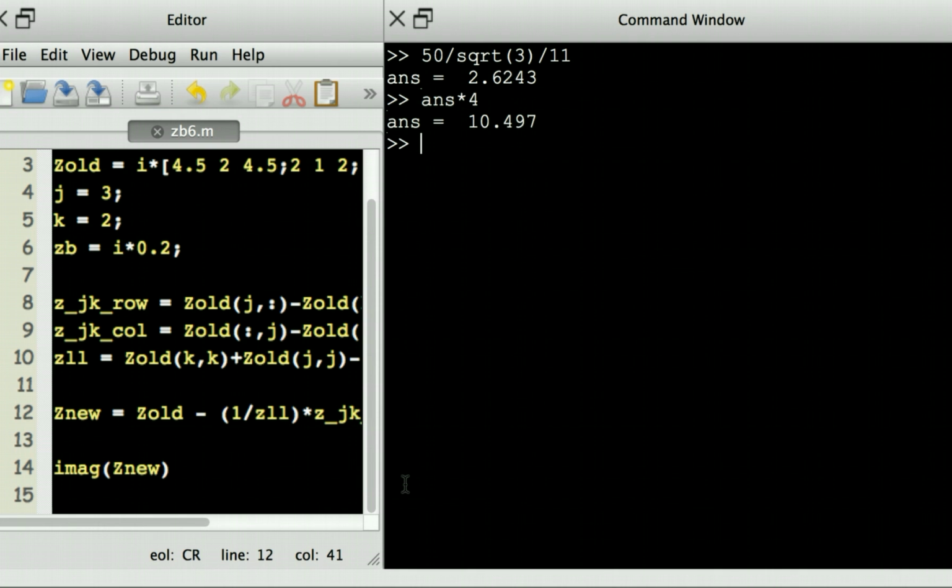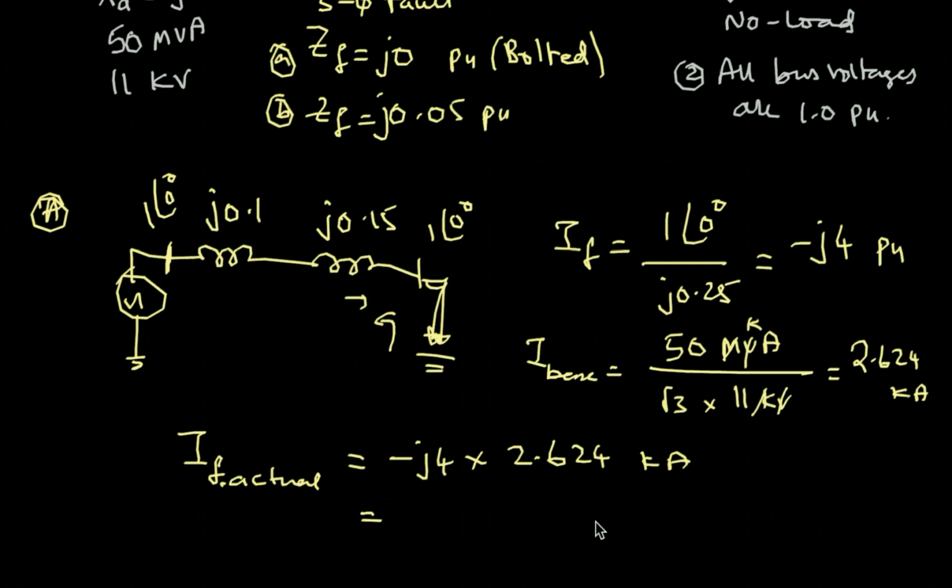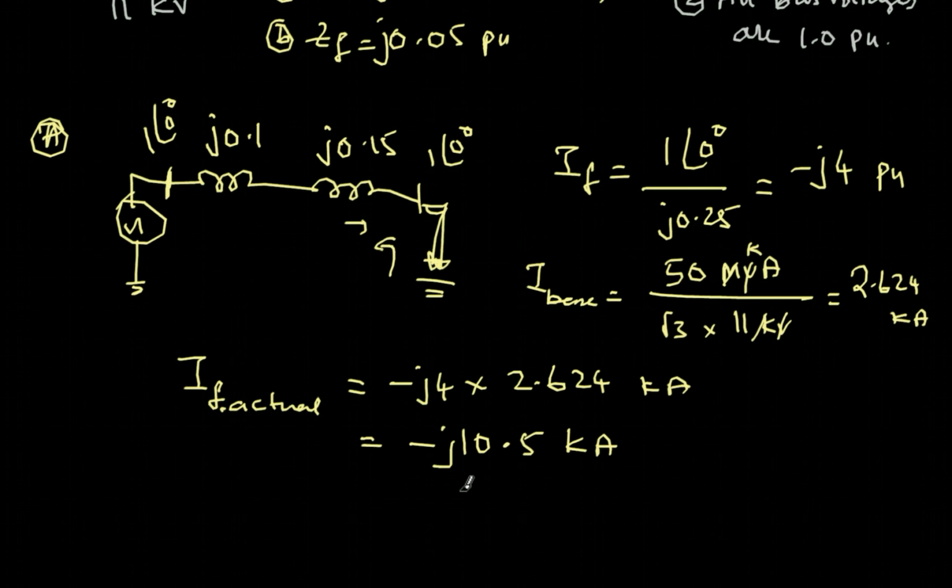So that will be equal to answer into 4, so 10.497. So let's call it 10.5, minus j10.5 kiloamperes, or if I want to write it as a huge current, 10,500 amperes of current is flowing. So this is a huge current.